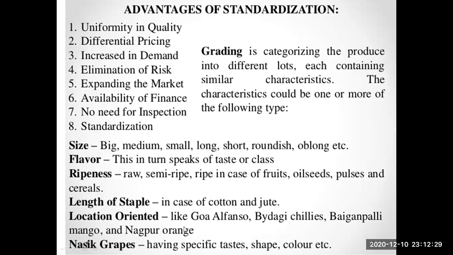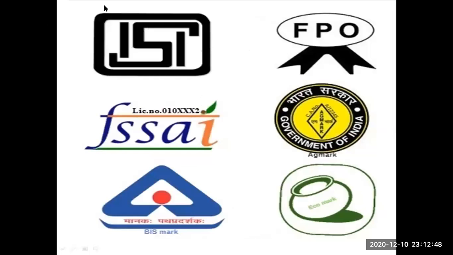Location-oriented, like Goa, Alphonso, like chilies will be Byadgi chilies. Likewise, the name of the product will be identified, Nagpur orange, like that. The Nashik grapes having a specific taste, shape and color give the grading also. So these are some examples: ISI mark, FPO, FSSAI, then AGMARK, then now it's the newly ECO mark, then BIS mark for gold, then eco-friendly, then organic products, now it will be identified as an Eco mark.